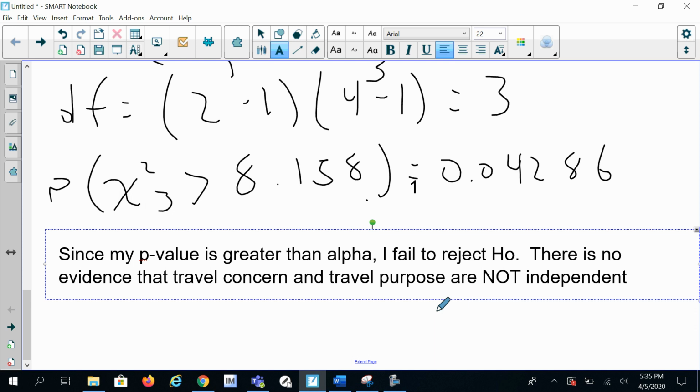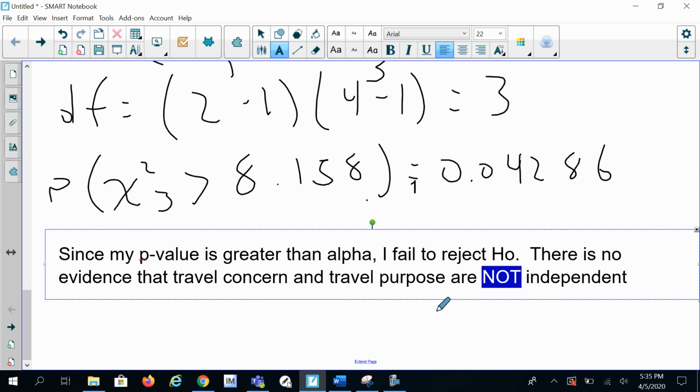Make sure that just like before, we're writing about HA, and HA is not. So if you say they are independent, you will be wrong. So there's no evidence that they are not independent. It doesn't mean they are independent. It just means we can't disprove that they are. We can't prove that they're not.